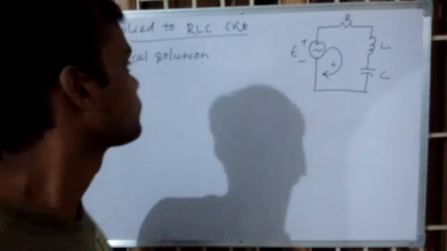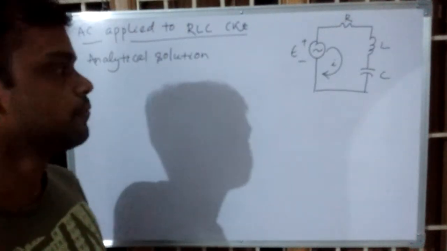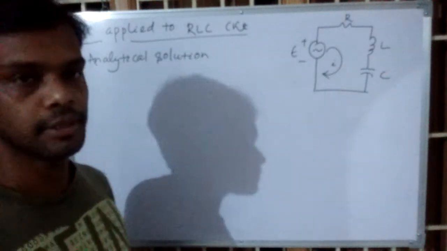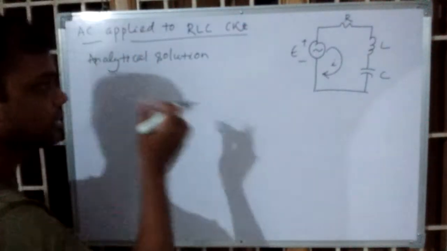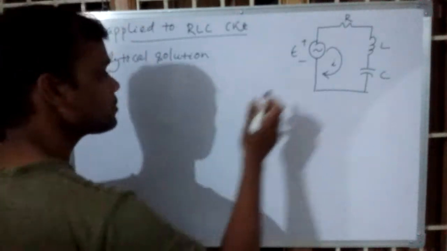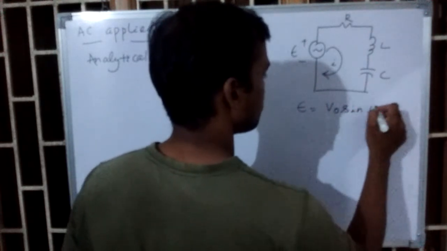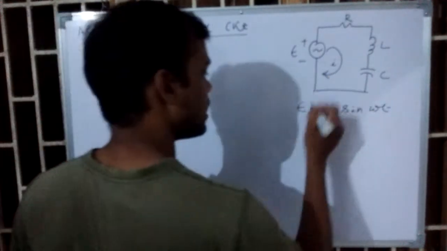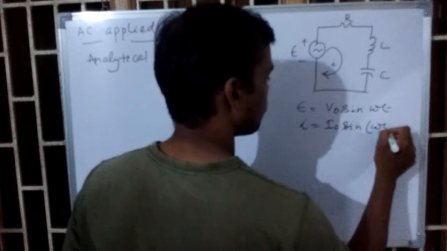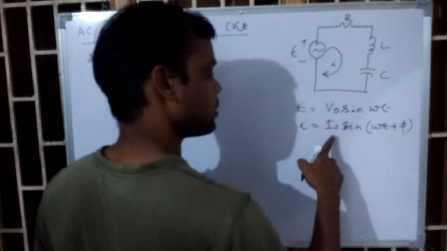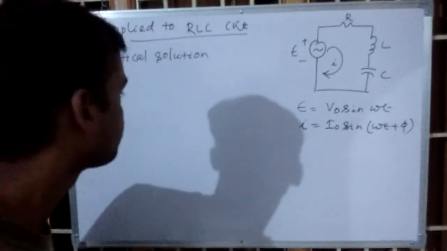Hello students, in the previous class we have already discussed the phasor solution of finding the current in an RLC circuit. In this class we shall discuss the analytical solution. That means by analysis we shall decide what the value of I will be. So of course epsilon is equal to V naught sin omega t, and let the current be I naught sin(omega t plus phi), and as usual we have to decide what the value of I naught as well as the phi will be.